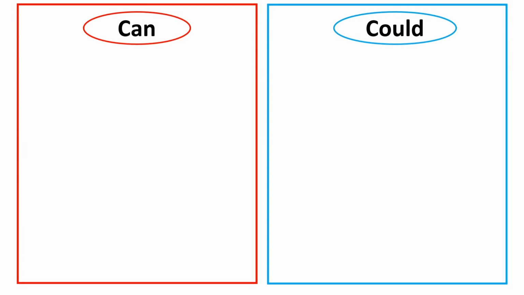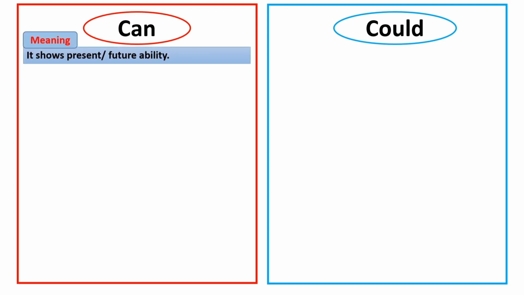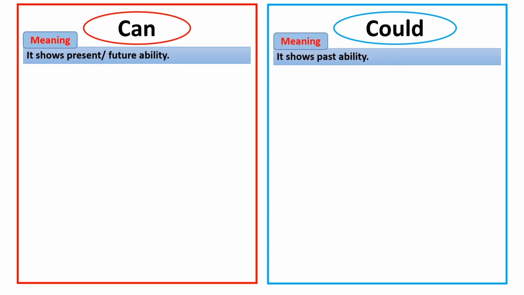Today we are here with another English grammar lesson, can and could. As you know, both of them are modal verbs or auxiliary verbs and they mean the same, but the usage is a little bit different, so we are going to explain them with examples. Starting from the meaning, can shows the present or future ability, but could shows the past ability.